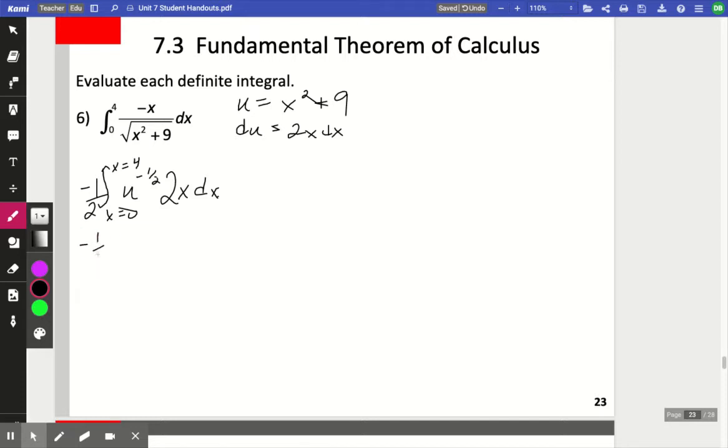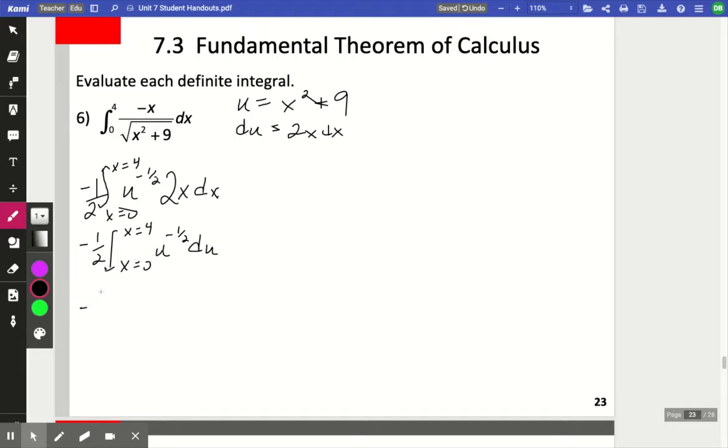So I have negative 1/2 the integral from x equals 0 to x equals 4. It's important that I keep those as x equals, just to keep track of what value those numbers are. And then I have u to the negative 1/2 du. Now there are two ways I can go about this. I can integrate and keep these as x equals, or I can change these to u values. I'm going to show you both.